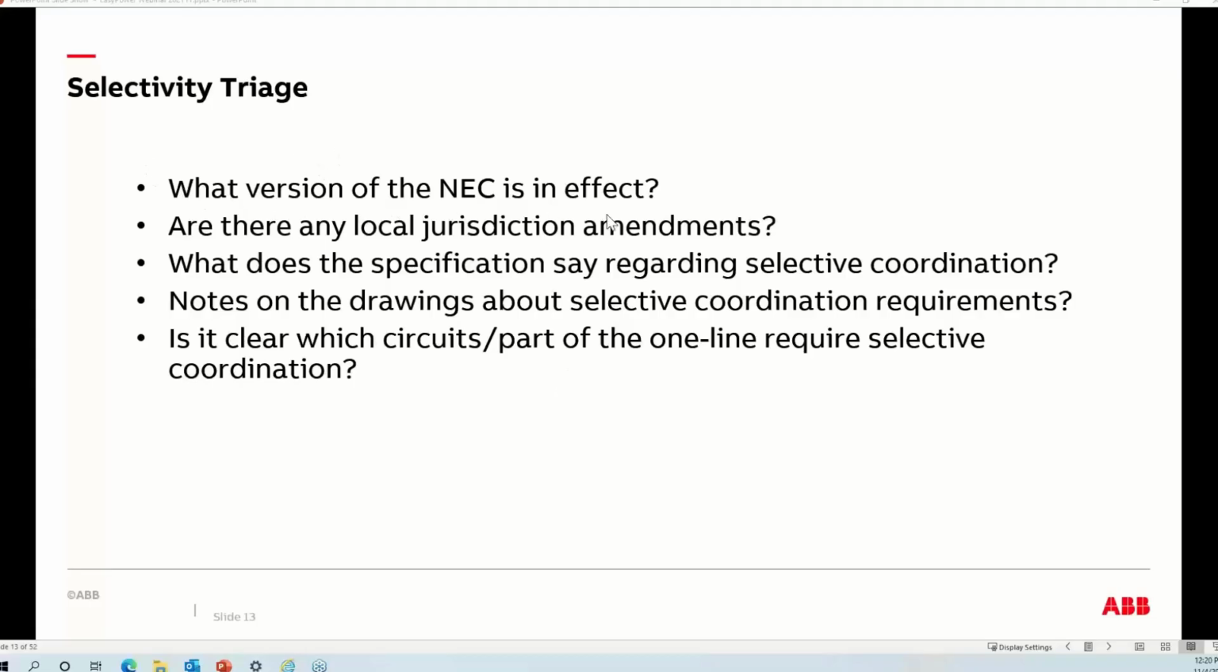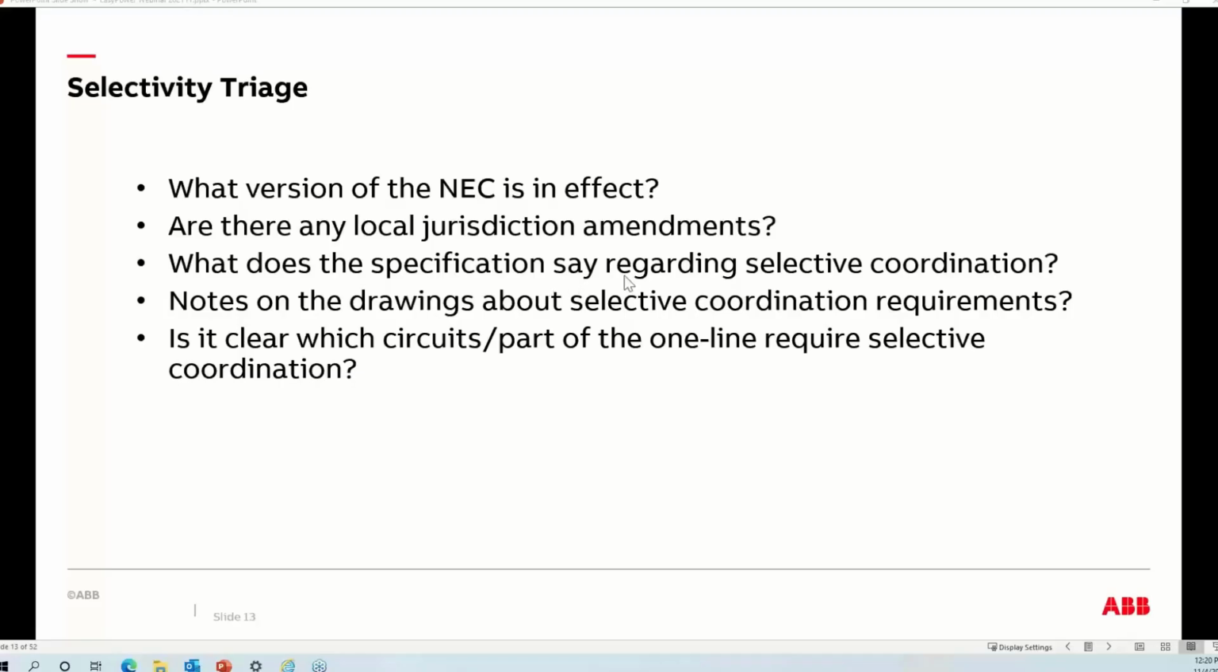So as an example, we're quickly looking for what version of the NEC is in effect. We certainly like the plans to indicate that and not leave it to individual vendors to determine on their own. Similar for local jurisdiction amendments, right? If you're aware of something that the local AHJ has an amendment on that modifies something in your selective coordination, it's really good to put that in your specifications.